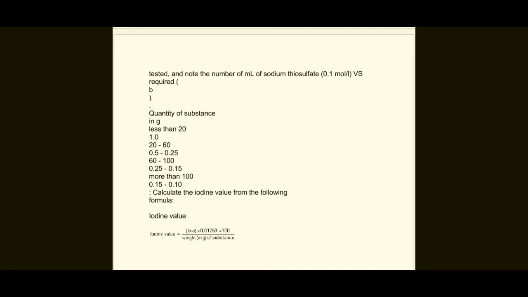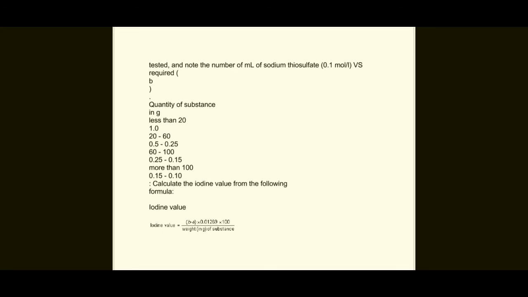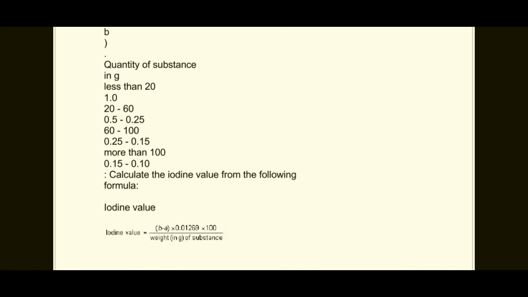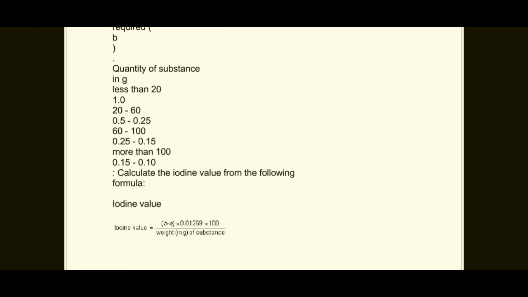The quantity of substance is 1.0 if the iodine value is less than 20; 20 to 60 is 0.5; 60 to 100 is 0.25; and more than 100 is 0.15. The calculation of the iodine value formula is: iodine value equals (B minus A) multiplied by 0.01269 multiplied by 100, divided by the weight in grams of the substance.